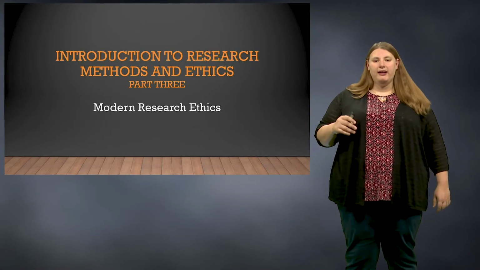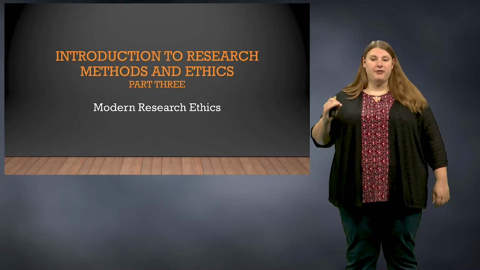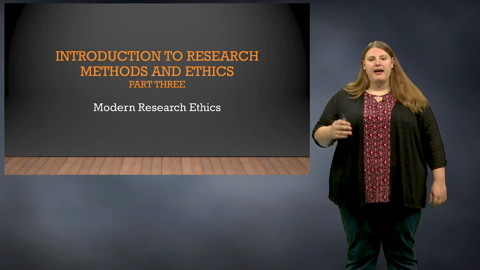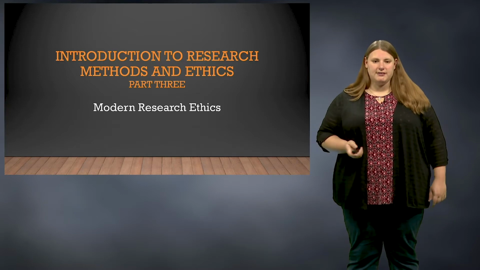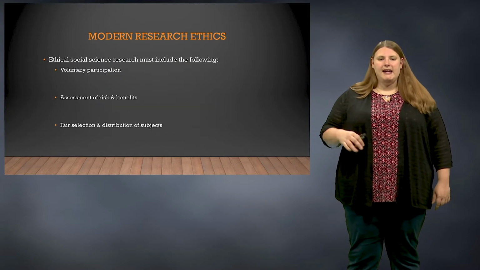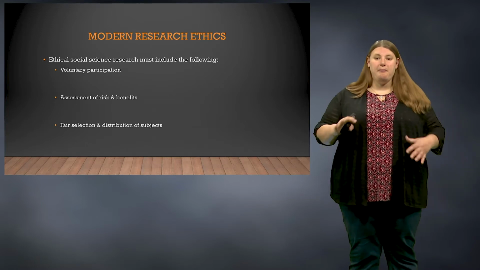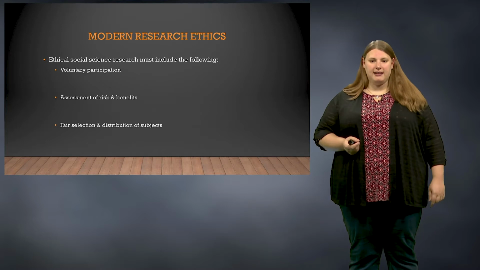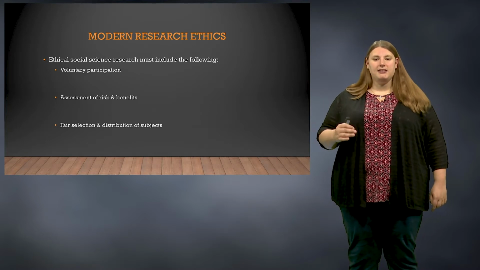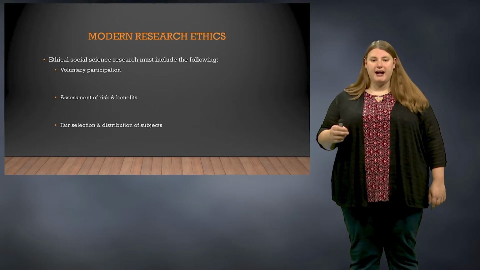In this video, we're going to discuss the 3 major guidelines for modern social science research, and we're going to talk about the federal law known as the Common Rule that codifies those guidelines. In the previous lecture, we discussed some of the major unethical research studies that have helped shape our modern research ethics. Today, social science researchers follow 3 major guidelines.